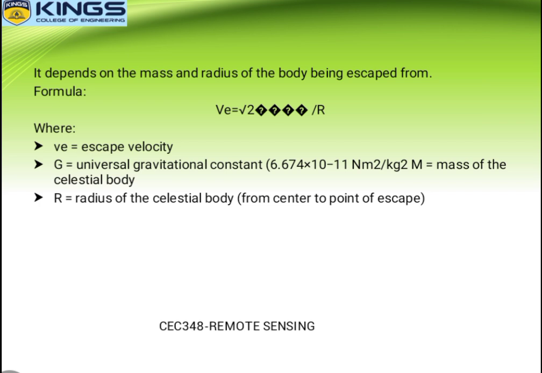The escape velocity formula is given by v equals the square root of 2GM divided by r. v is the escape velocity. G is the universal gravitational constant, 6.674 into 10 power minus 11 newton meter squared per kg squared. M is the mass of the celestial body, and r is the radius of the celestial body from the center to the point of escape.